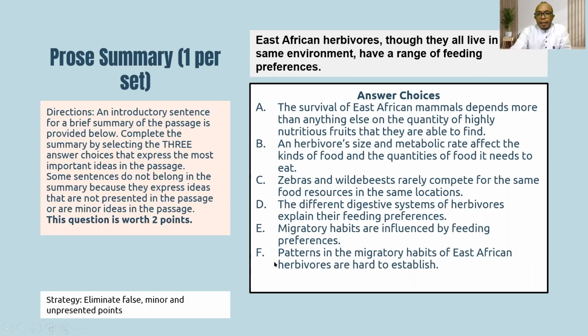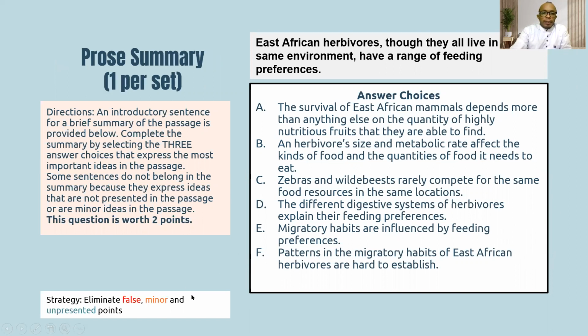So from these options or choices, you can see that the false information would be the survival of East African mammals depends more than anything else on the quantity of highly nutritious fruits that they are able to find. So this is false information because it's not according to the passage. All right, it's not the case.